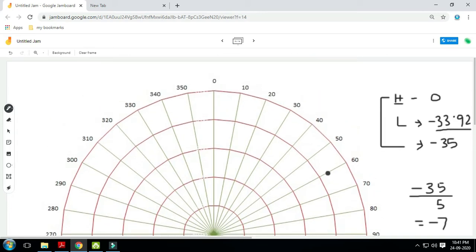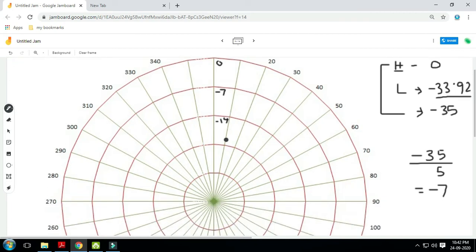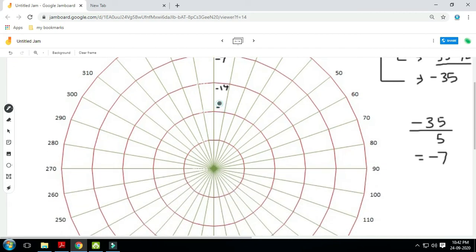Now scale it. So I start from 0, which is the highest value, 0 dB, then minus 7 dB, then minus 14 dB, then minus 21, then minus 28, and this is minus 35.